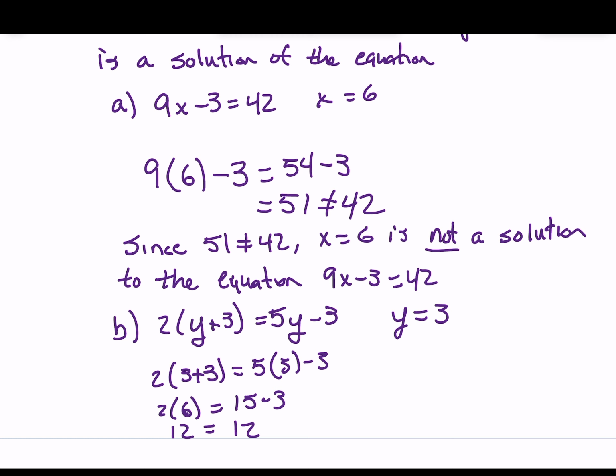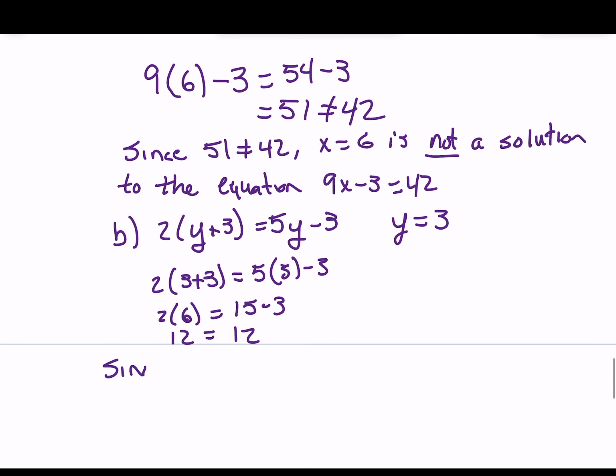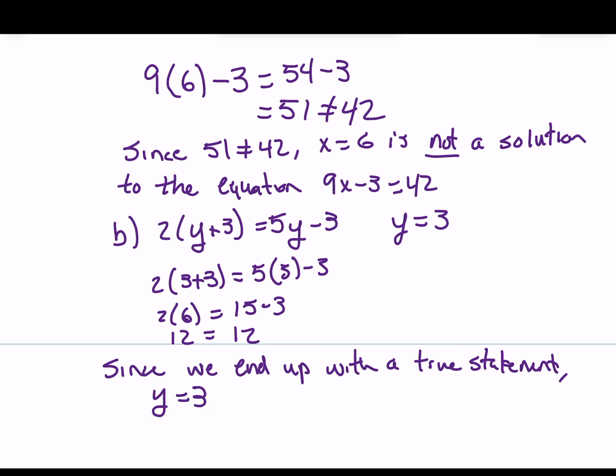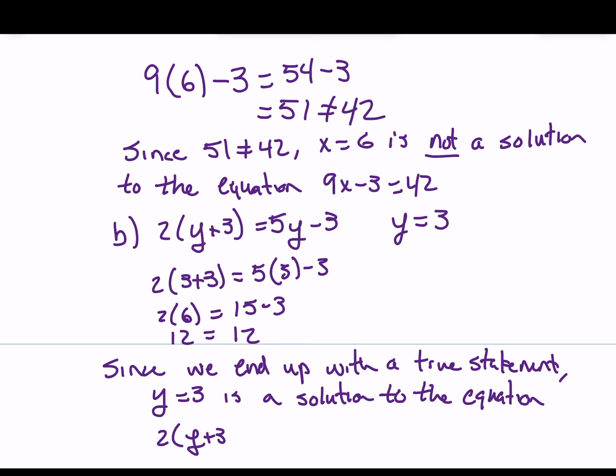Well, 12 equals 12 every single time. So since we end up with a true statement, y equals 3 is a solution to the equation 2 times y plus 3 equal to 5y minus 3.